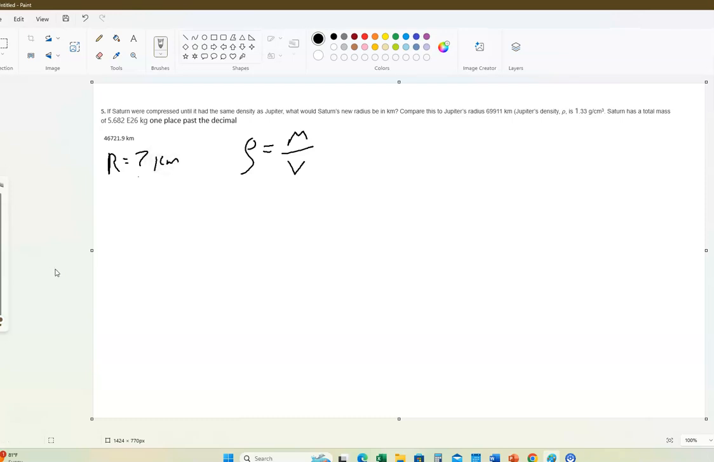And of course, there's the correct answer is going to be 46,721.9. All right, but how do we get that? All right, so we need this equation right here.